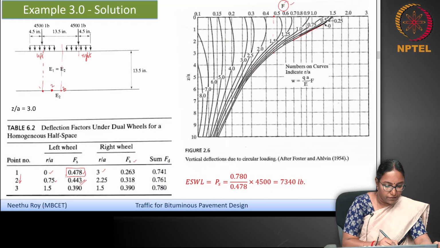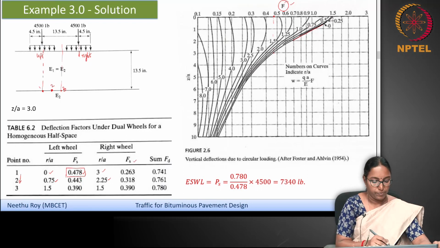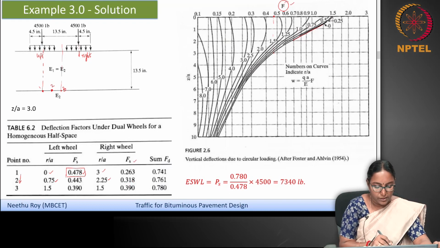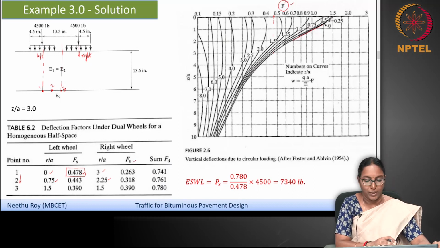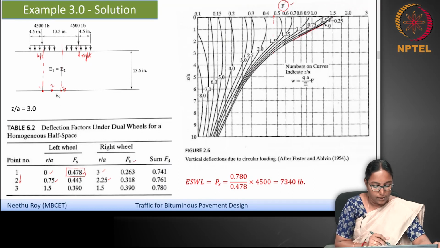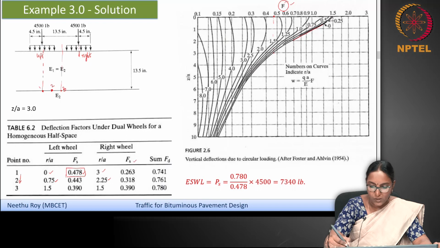For the second point here, you can note that for the left wheel, the R by A is 0.75 and for the right wheel, the R by A is 2.25, and you can read the corresponding F values from the chart. You may read it as say 0.44, 0.32, etc. But since this is done using a computer program, they have arrived at the values of 0.443 and 0.318 and so on. This is taken from the Huang textbook. I have used the same tabular form from the Huang textbook, so you can read as what you see here.